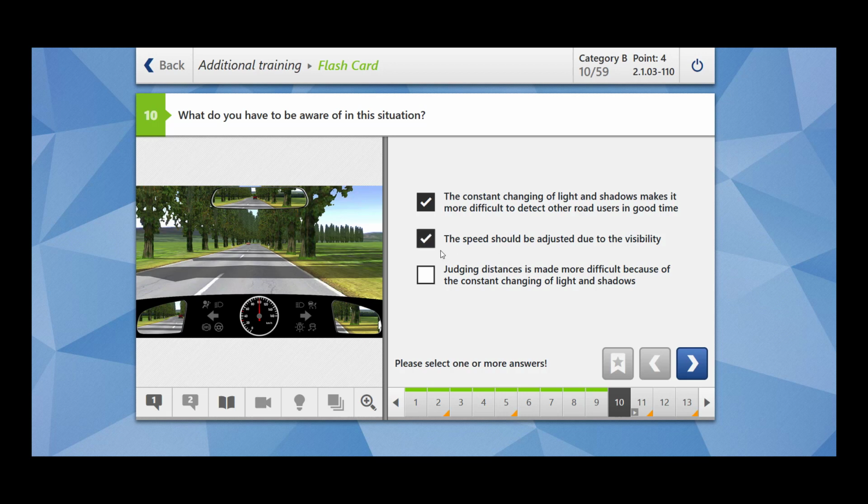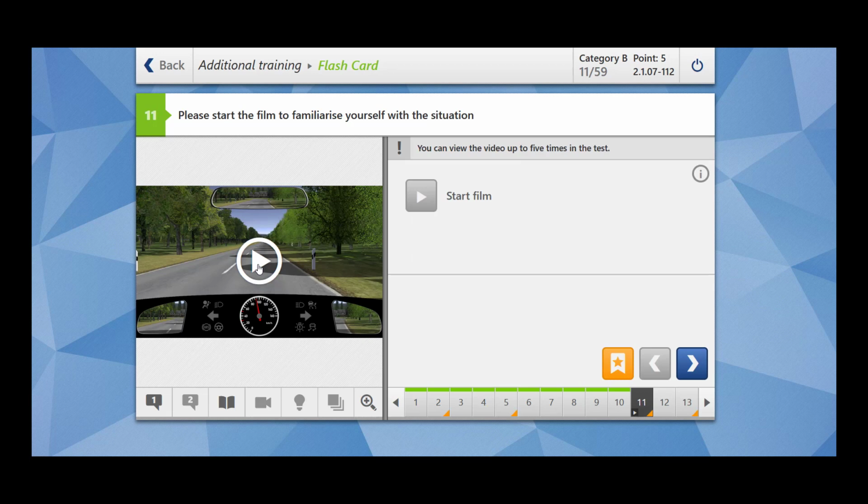This is also correct. Judging distance is made more difficult because of the constant changing of light and shadows. This is also correct. Since it's difficult to judge distances because of the constant changing of light and shadow, you have to adjust your speed accordingly. And moreover, in these changing conditions, sometimes there's a shadow, sometimes there's light, it is difficult to detect other road users in good time. Our answer is correct. Moving towards the next question, which is a video question.